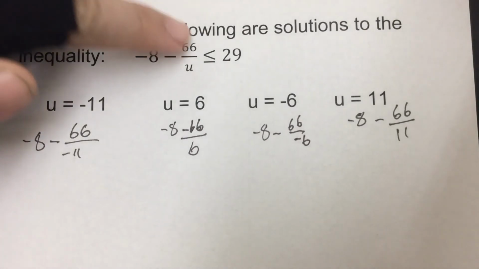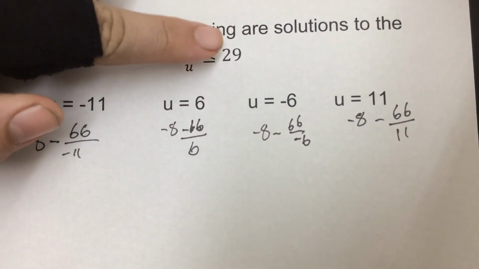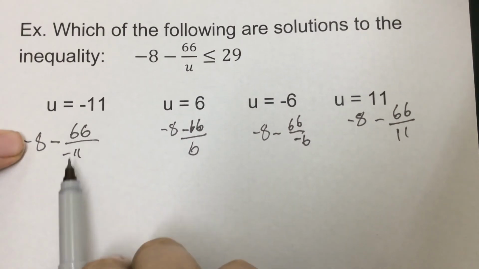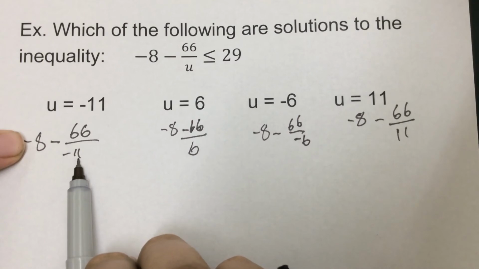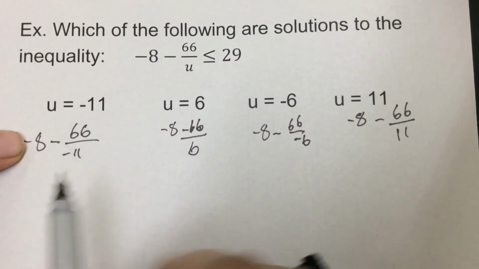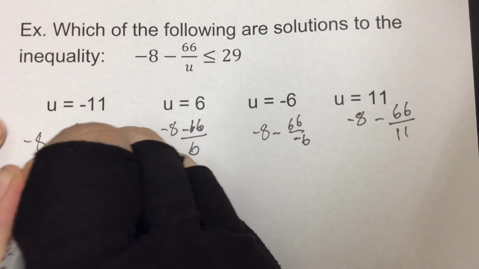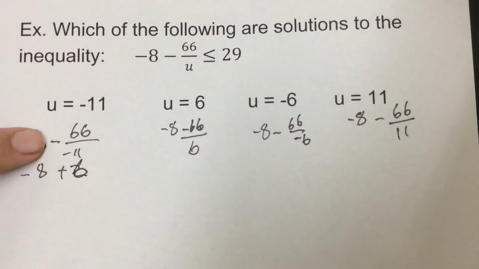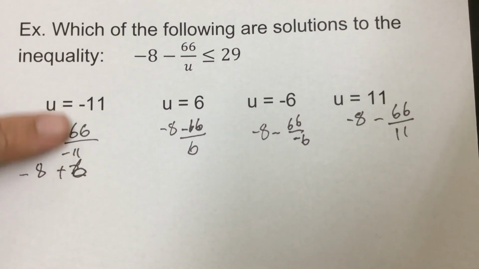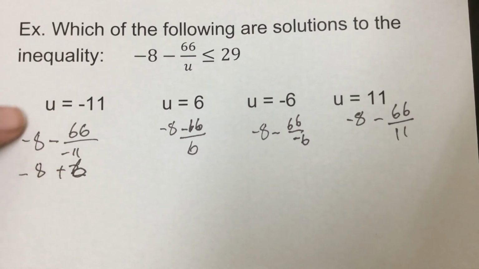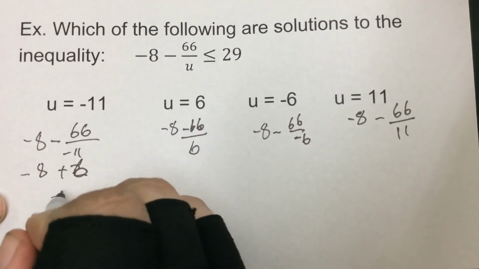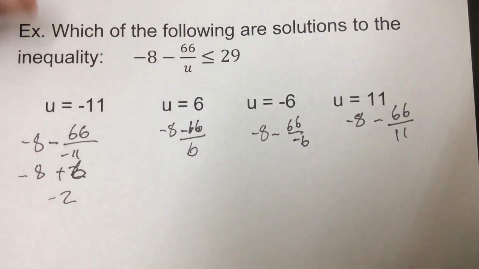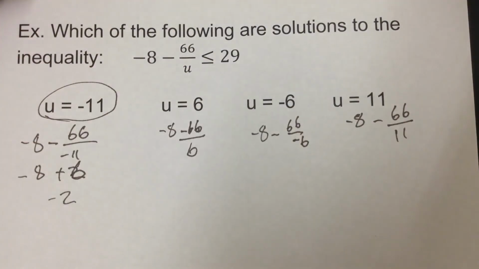And then you're going to see, okay, well, which one of these will give me a number that's less than or equal to 29? Well, if we start in here, so if I divide 66 by 11, I get 6. But the minuses will cancel out, so it would be a minus 8 plus 6. The negatives cancel out, a negative and negative. So 66 divided by 11 is 6. So it's a plus then. So negative 8 plus 6 would be a minus 2. Well, is minus 2 less than or equal to 29? Well, yes, it is. So we can circle it.